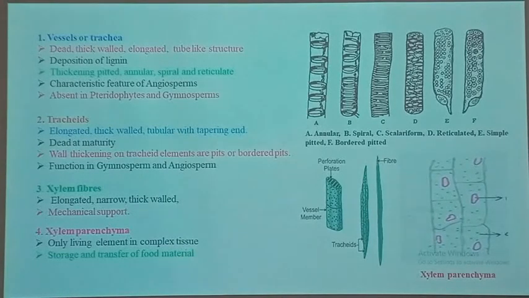The tracheids are elongated, tubular, thick-walled with tapering ends and dead at maturity. The wall thickenings on tracheids are pits or bordered pits. In most gymnosperms, the tracheids carry out conduction of water, and in angiosperms, tracheids along with vessels carry out water conduction. The xylem fibers are elongated, narrow, thick-walled, and give mechanical support. The xylem parenchyma is the only living element in this complex tissue, and its function is to store and transfer the food material.